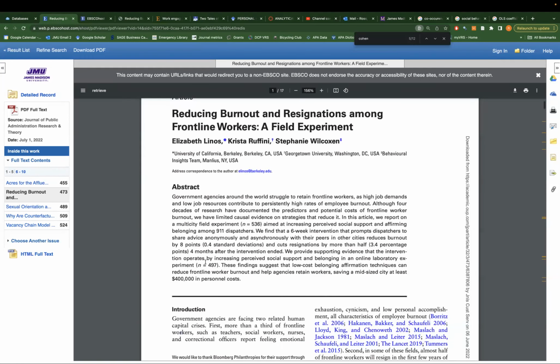In the running example, we have the claims adjusters. We're trying to reduce burnout amongst claims adjusters. From my searching process, I found that there weren't that many studies that were experiments. But with relaxing my terms, I was able to find an experiment that I ultimately decided to include, even though the population is about frontline workers.